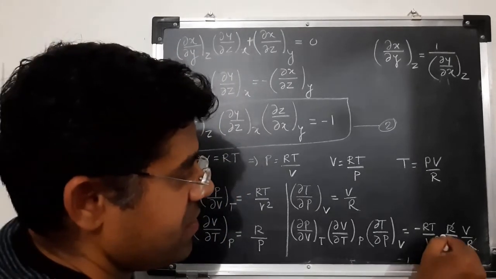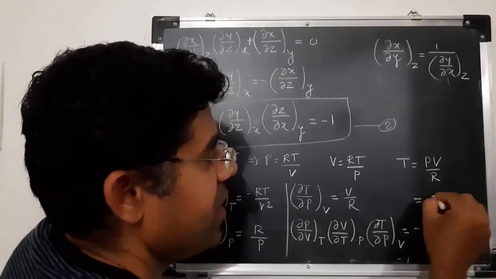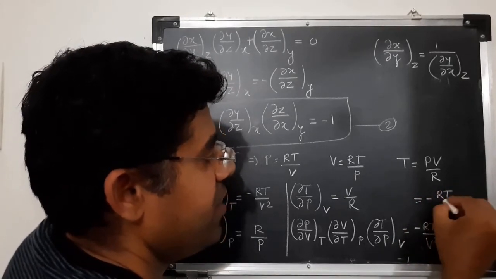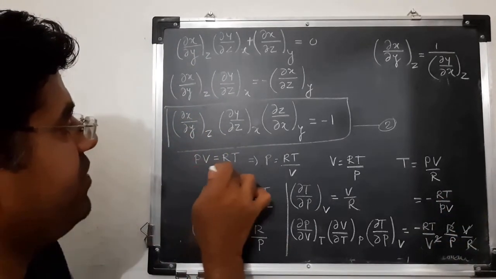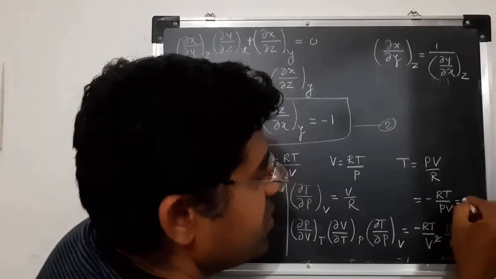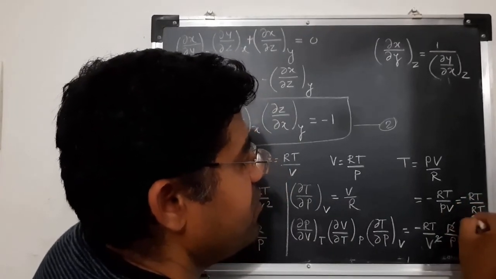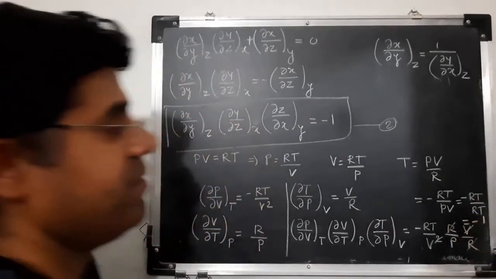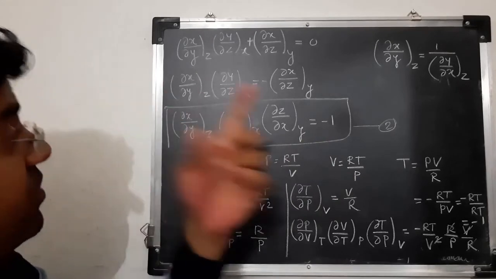So one V is cancelled. What is remaining here? Minus RT divided by PV. But instead of PV we can put the RT value. So this is minus RT divided by RT, and you will get minus 1. So the second partial theorem is also verified over here.